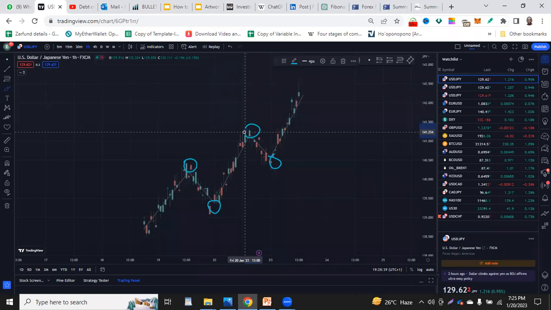So now when you want to pick a swing high and a swing low, what you are looking for in an uptrend is a recent high, a recent higher high.